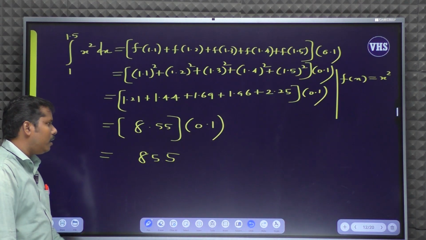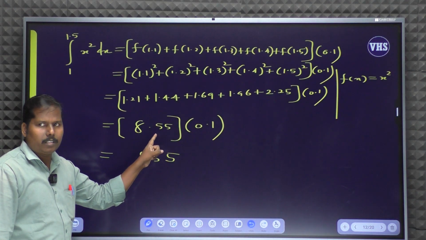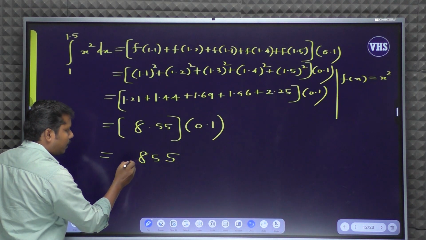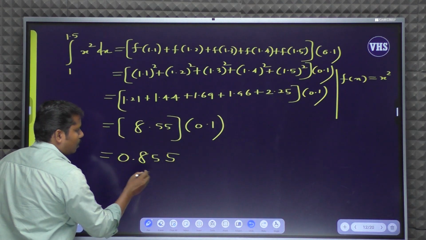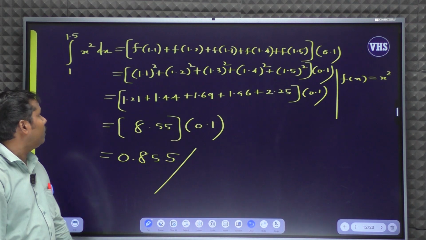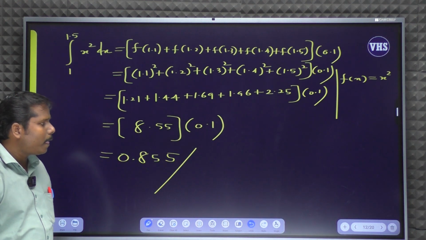Totally how many digits are there? 1 digit. Here 2 digit. Totally 3 digits will come into play. So 1, 2, 3. So point should come up here. So eventually answer is 0.855. And this completes the problem.